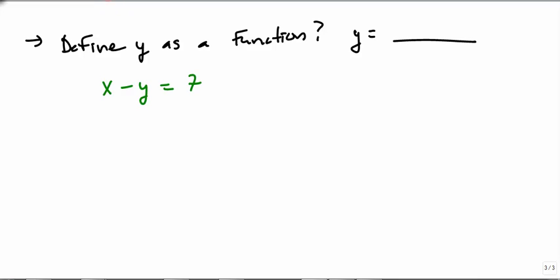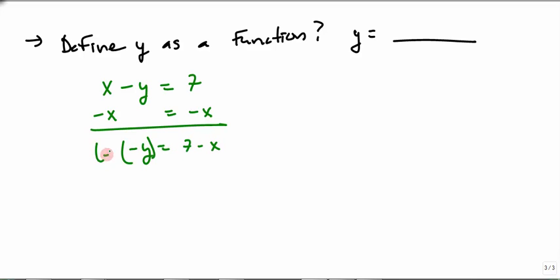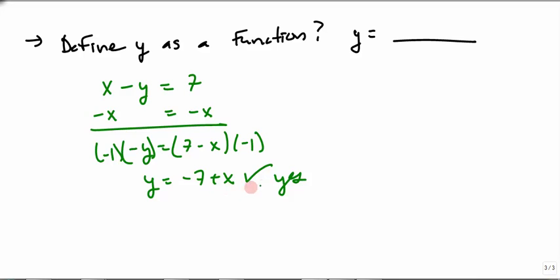Well, we can see for this example, I could subtract x from both sides. I have -y equals 7 minus x. And then I could multiply through by -1. Whatever you do to one side, you do to the other. So here I'd get y equals -7 plus x. So yes, y can be defined as a function of only things involving x. And up here, this should say define y as a function of x. So this should say of x up here.